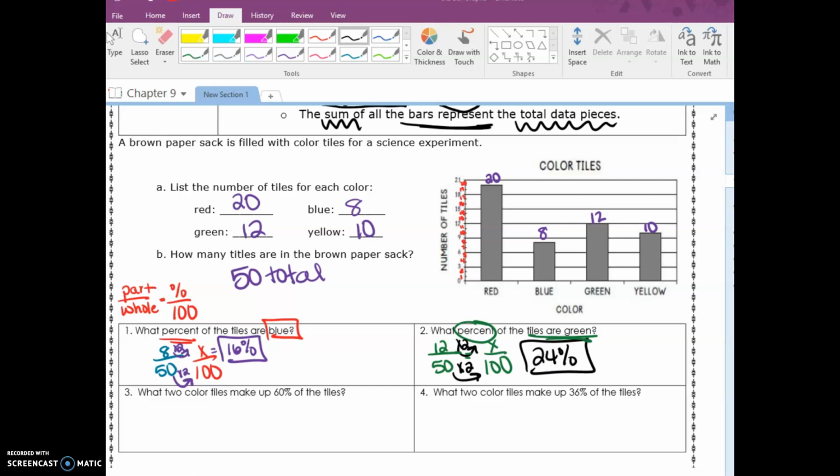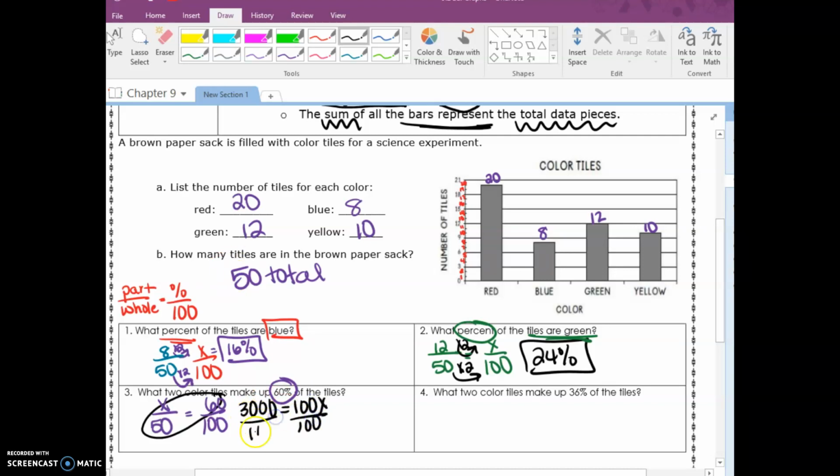Number 3 asks, what two color tiles make up 60% of the tiles? This is going about this a little bit differently. I'm not looking for a percent. I know the percent, but I don't know the part. So x would fall in the part category. I still know that there's 50 total, and 60 would be over 100 because that is the percent that I do know. Now I can solve it 2 different ways. I can see 100 divided by 2 is 50, or I can see 6 times 5 is 30, and then add 2 zeros, equal 100x.